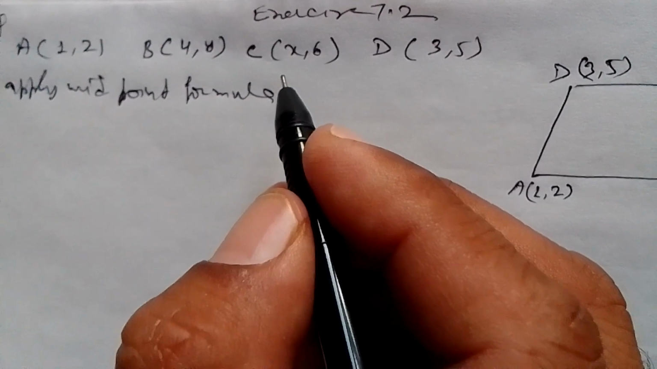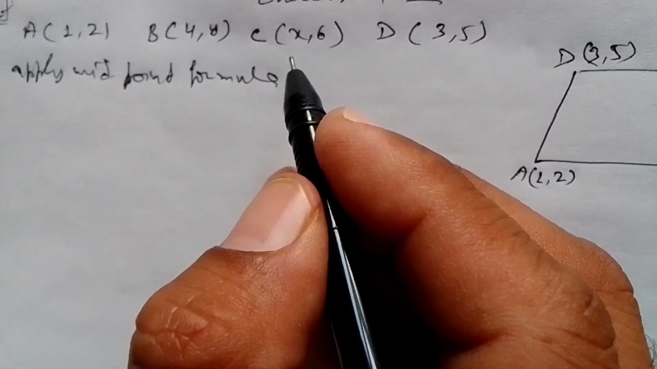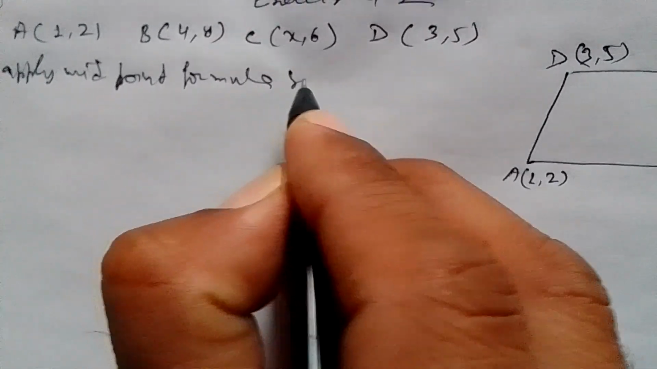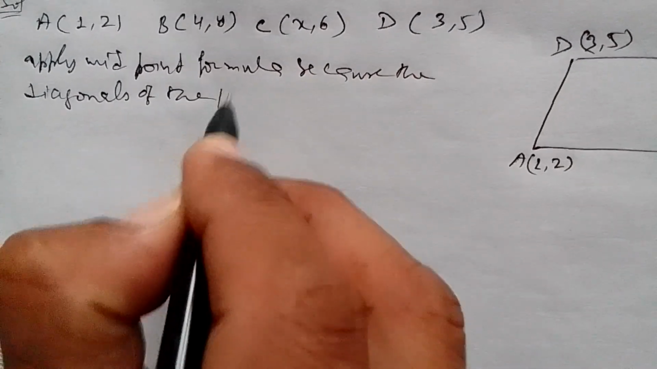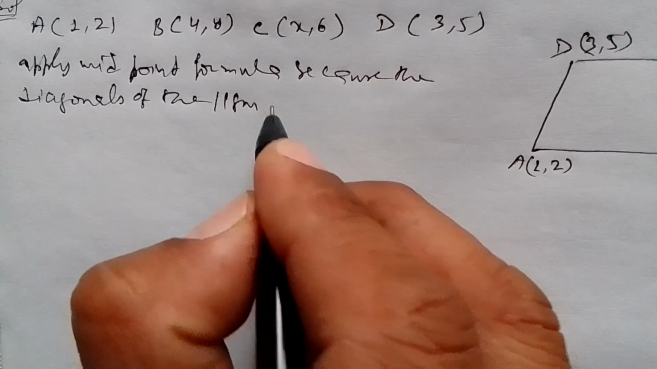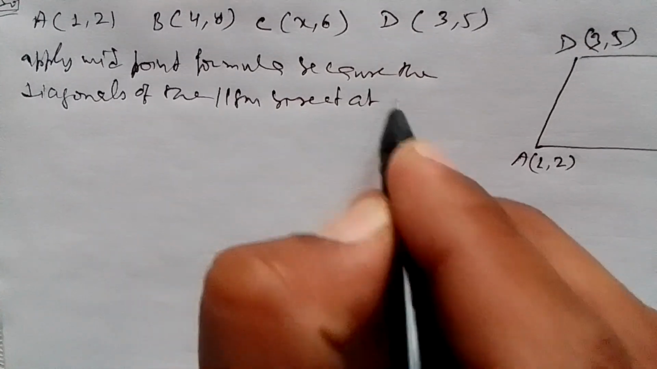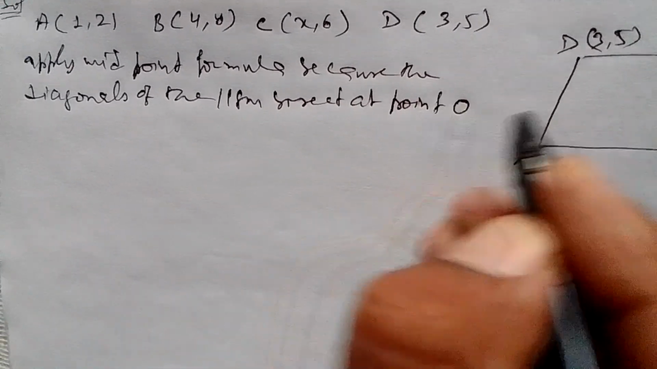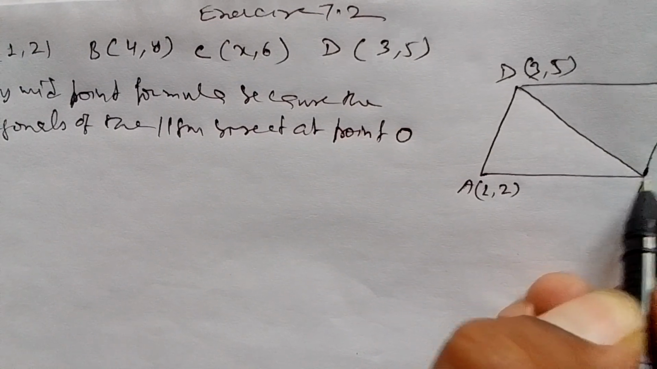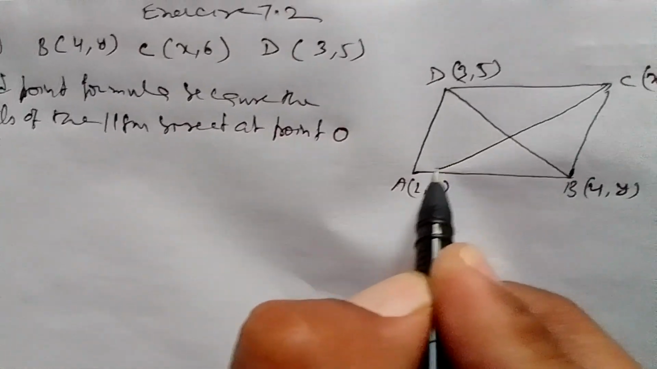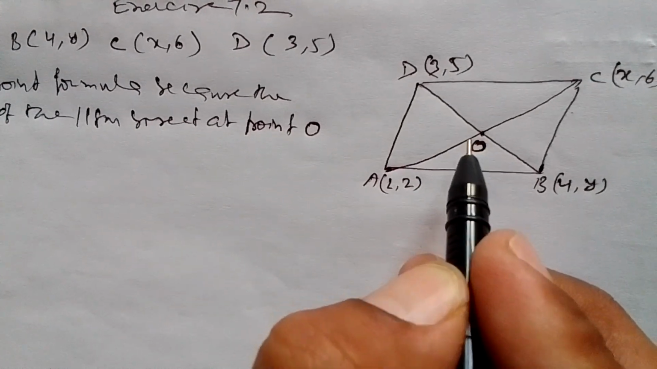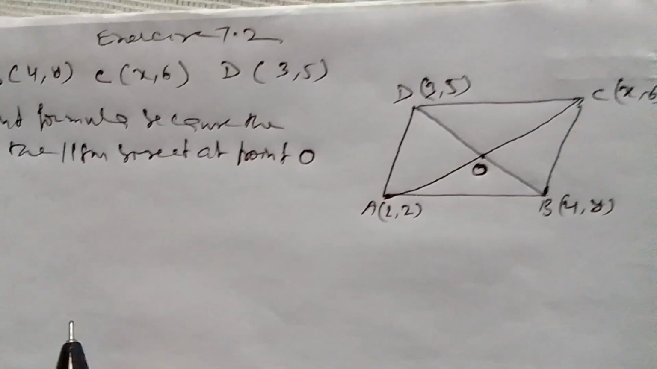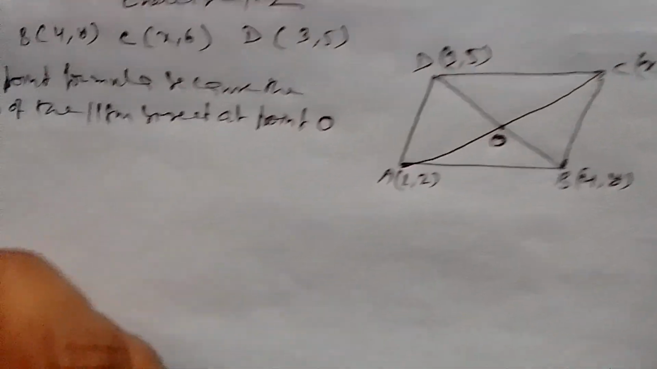To calculate the values, because the diagonals of a parallelogram bisect at point O. This is the BD diagonal, this is the AC diagonal. These bisect at point O. So we will calculate first the midpoint of AC.